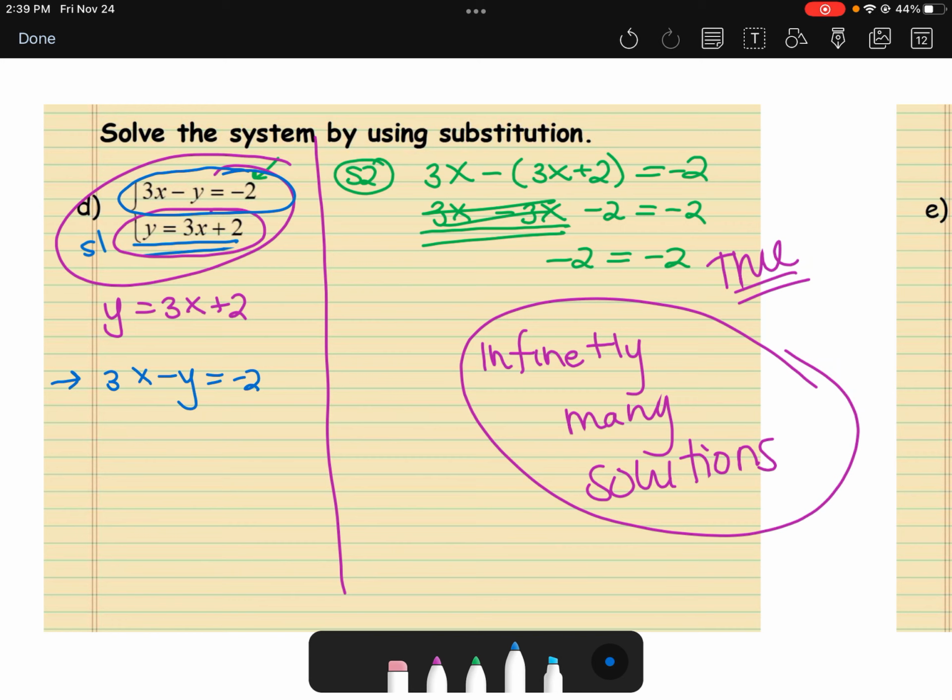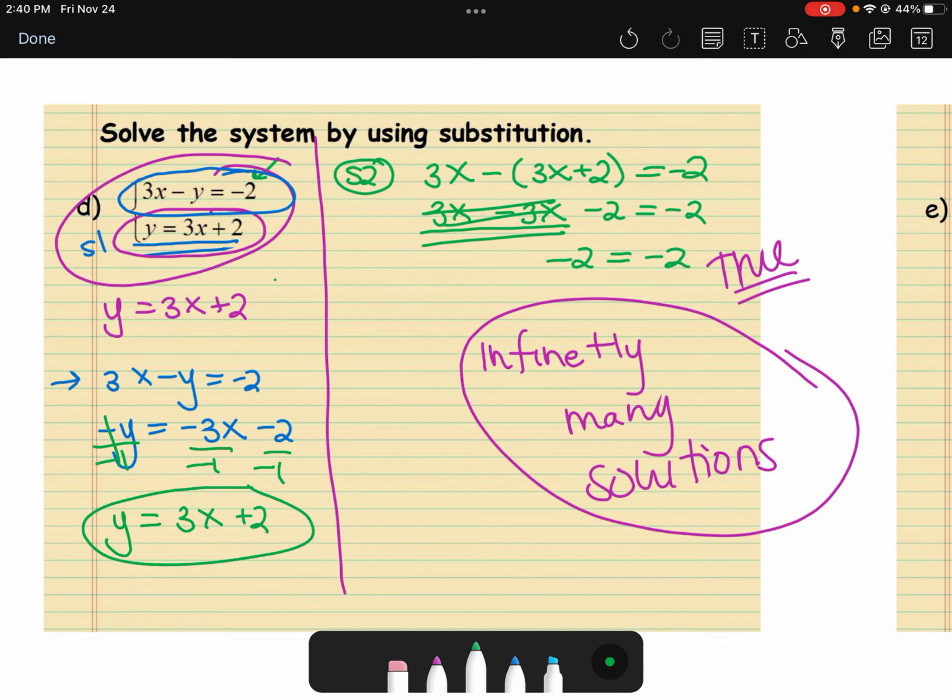So to get this in y equals mx plus b form, we have to solve for y. So to solve for y, I have to move over the 3x. Well, if it's positive on the left, that means it's negative on the right. Now to get y by itself, I need to get rid of this negative, so I'm dividing each term by negative 1. So then we have y equals negative 3 divided by negative 1 is a positive 3, so 3x. Negative 2 divided by negative 1 is a positive 2. So now you can tell that these lines were exactly the same.